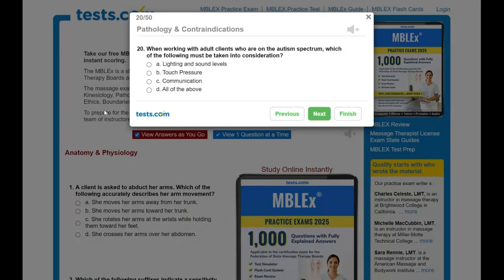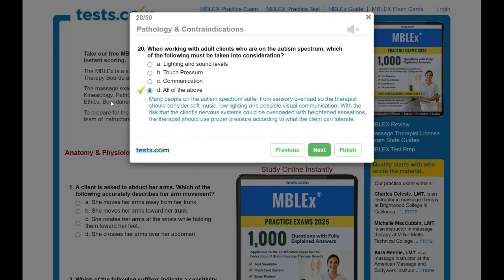Pathology and contraindications. Question 20. When working with adult clients who are on the autism spectrum, which of the following must be taken into consideration? A. Lighting and sound levels. B. Touch pressure. C. Communication. D. All of the above.